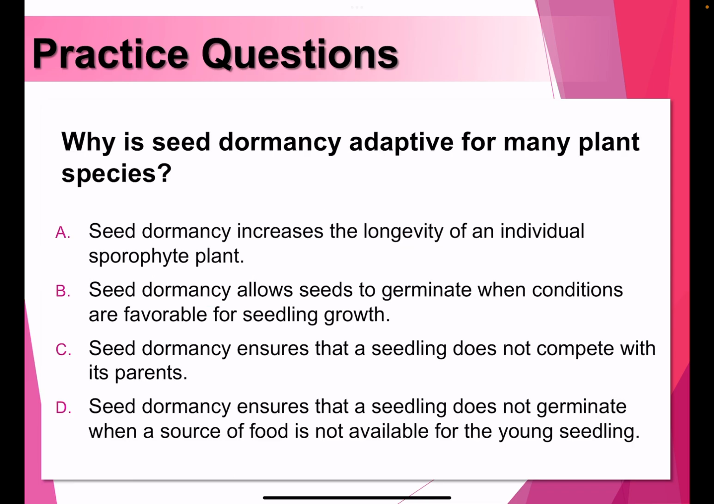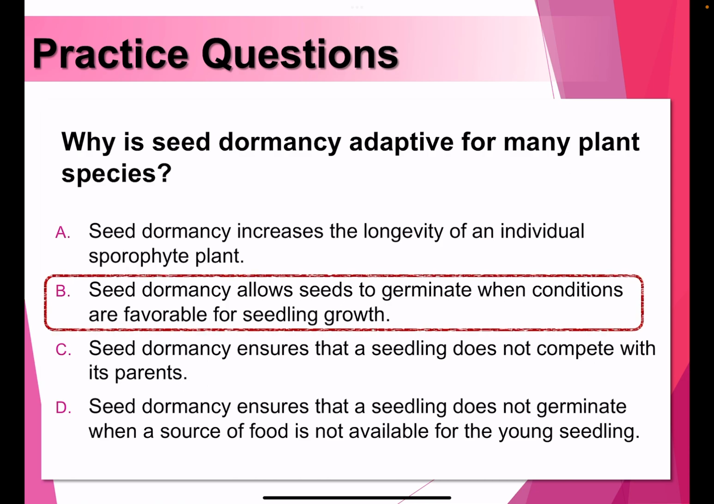Why is seed dormancy adaptive for many plant species? Well, seed dormancy allows seeds to germinate when conditions are favorable for seedling growth. So when the environment does change, like seasons, for example, if a particular plant can't handle very cold temperatures, it doesn't mean they have to become extinct and all die off. They can have these seeds, which then can germinate and repopulate the land after the winter, let's say. So dormancy allows for survival of plant species in a natural way.